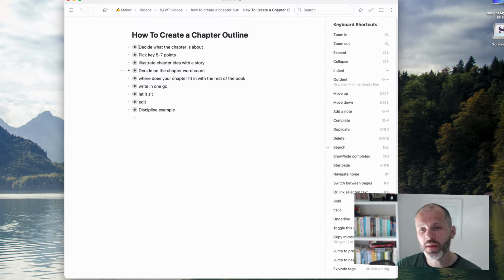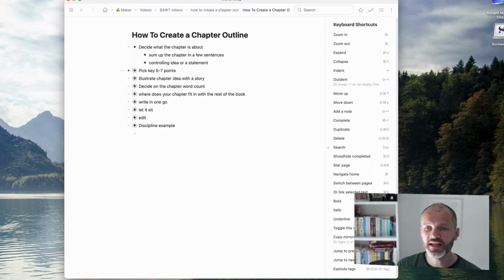Now, here's a couple of prerequisites that you want to bear in mind before you create your first chapter outline. So first up, decide what the chapter is about. I always find it's helpful to sum up the chapter in a few key sentences in advance, or in a few key bullet points. They don't need to be grammatically correct, and it may not necessarily be an idea or a sentence that makes its way into the final draft, but figuring out what the chapter is about in advance will help you get over the fear of the flashing cursor and also start writing it much more easily.